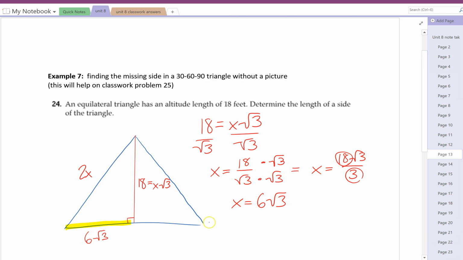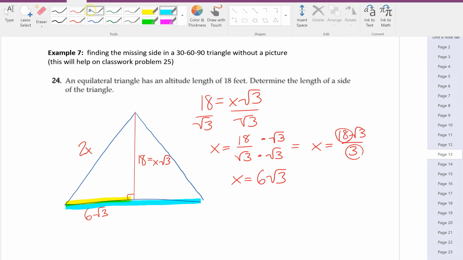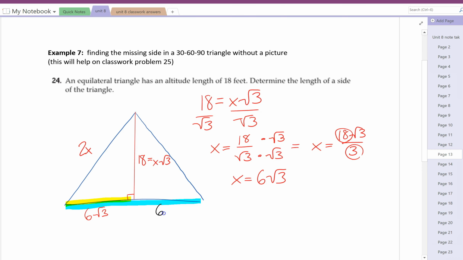It wants to know one full side of the triangle, though. In other words, it wants to know that distance. I have half of that right here, right? So if I want to know the length of one full side of the triangle, I would need another 6 times the square root of 3 over here. So I would have 6 times the square root of 3 plus another 6 times the square root of 3, or I could say 2 times 6 times the square root of 3, which would just be 12 times the square root of 3. And that would be my answer.